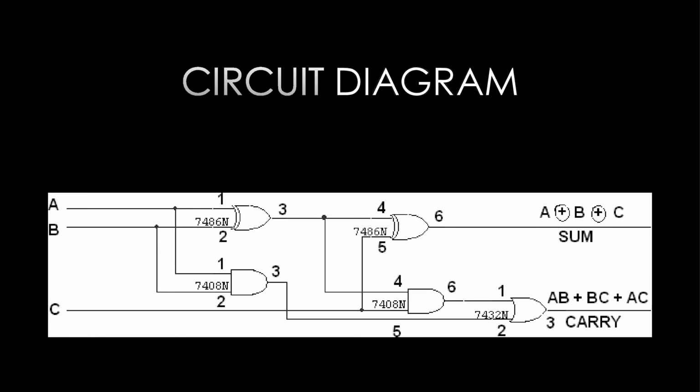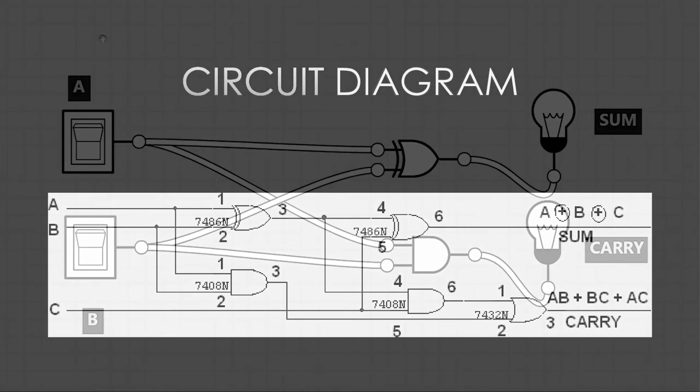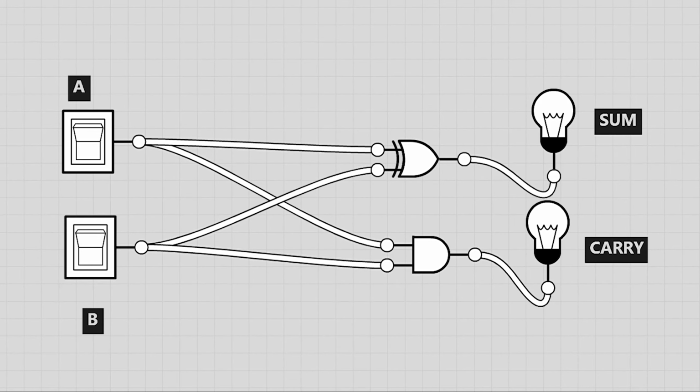And this is the circuit diagram for full adder. Next, we are going to see the simulation of half adder. Two inputs are connected and two outputs are being connected, and are named as A, B for inputs and sum, carry for output.